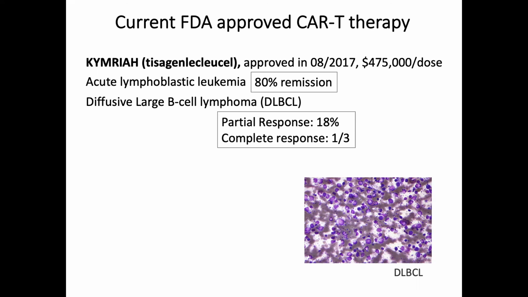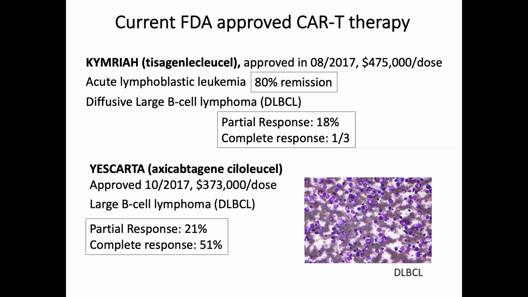However, another approved therapy, Yescarta, has better performance in DLBCL treatment. You can see 51% of patients show complete response and 21% of patients show partial response in clinical trials. Both CARs target a B-cell specific surface marker, that is CD19, okay? Because both are B-cell cancers and all the cancer cells express CD19, making this molecule a classic biomarker for immunotherapies.